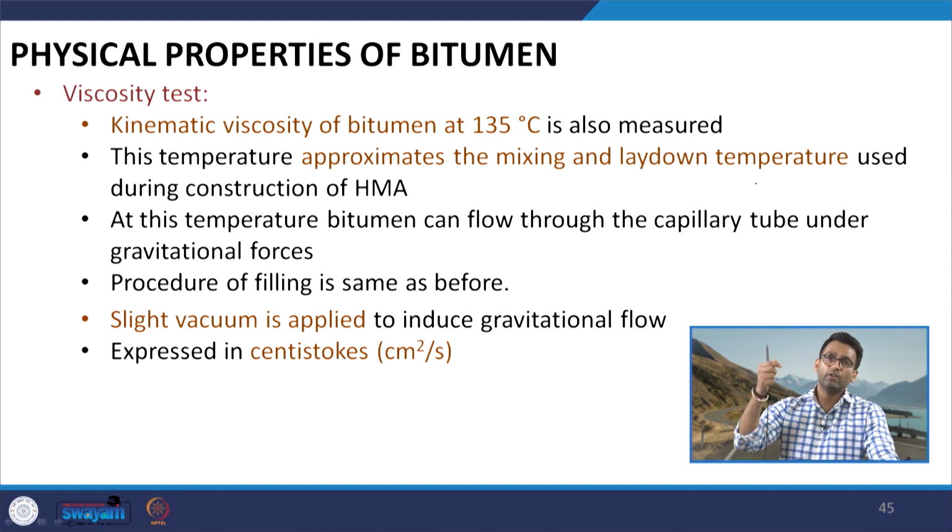We have to fill it from the larger side opening, up to the filling mark. Then we apply a slight vacuum. This slight vacuum is required just to start the gravitational flow. Now, if we are testing bitumen of different consistency, having different viscosity and different density, under the gravitational flow, depending on the viscosity of the bitumen, the time to cross these timing marks will be different. Here also the time is noted and multiplied by the calibration factor of the U tube viscometer to calculate the viscosity of the bitumen.